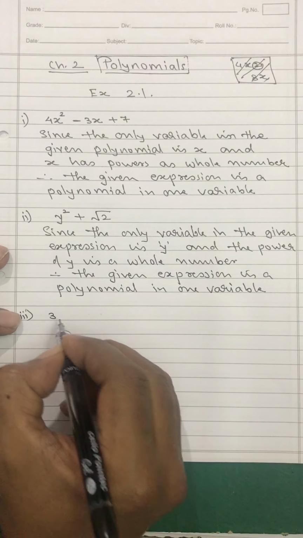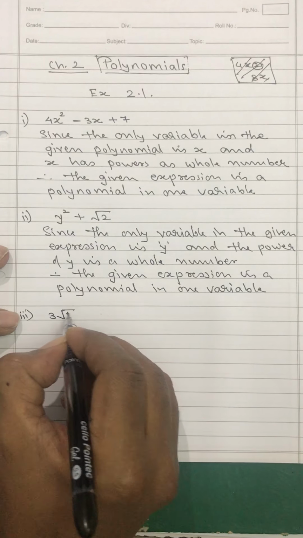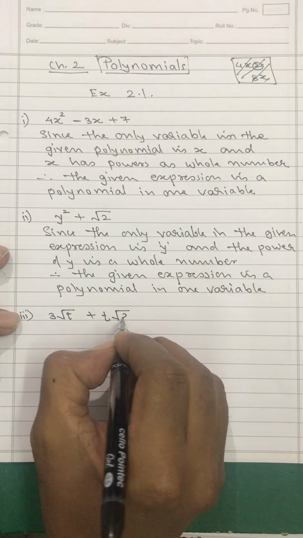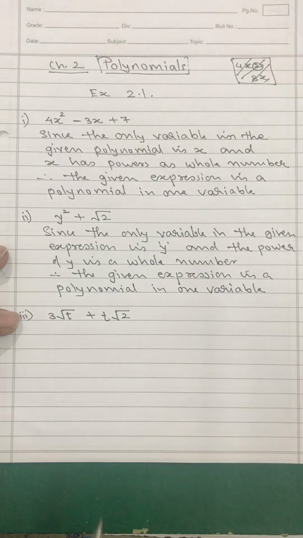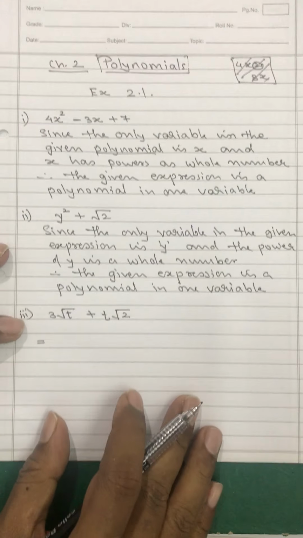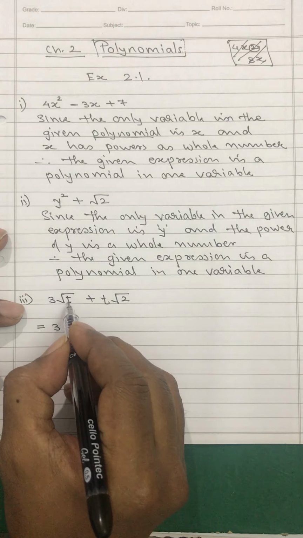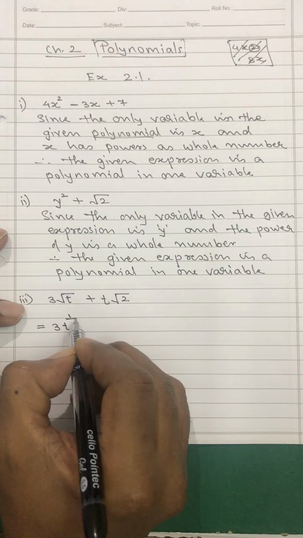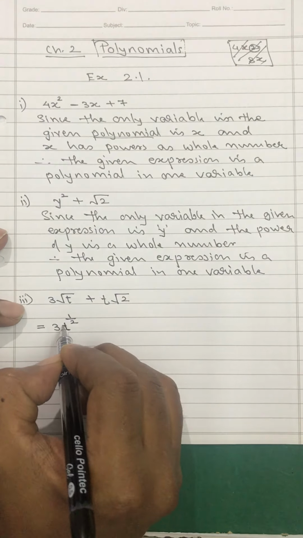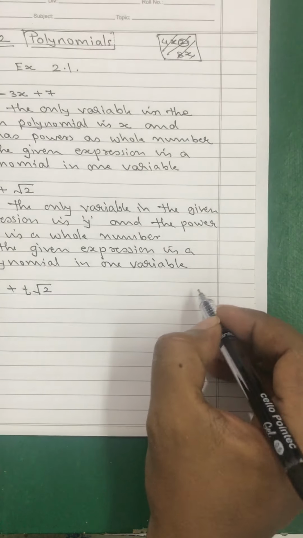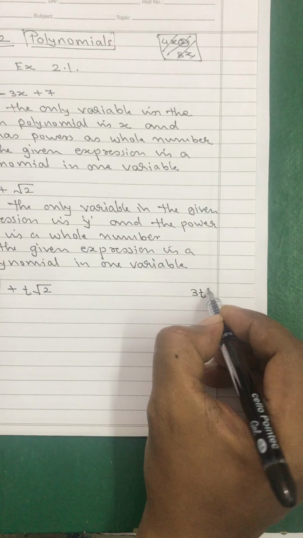Third one, 3 root t plus t root 2. Now consider, if I go to write it in the exponent form, in the standard form, what I will write is 3, now t, the power of t, when I write it in the exponent form, will be raised to the power of 1 upon 2. I want you all to write it neatly like this. You are not allowed to write it in this form, t3, t 1 upon 2.